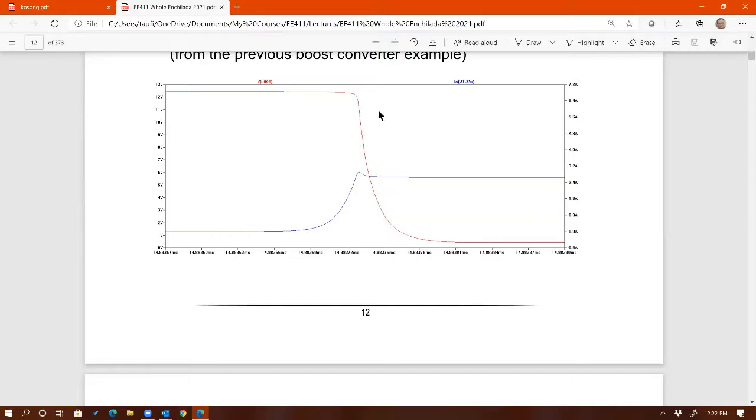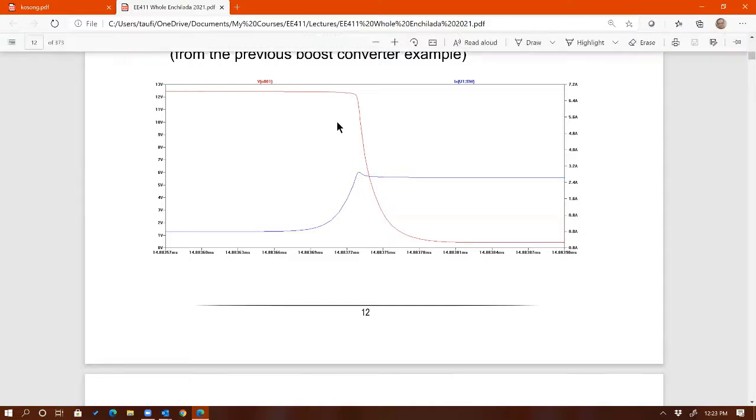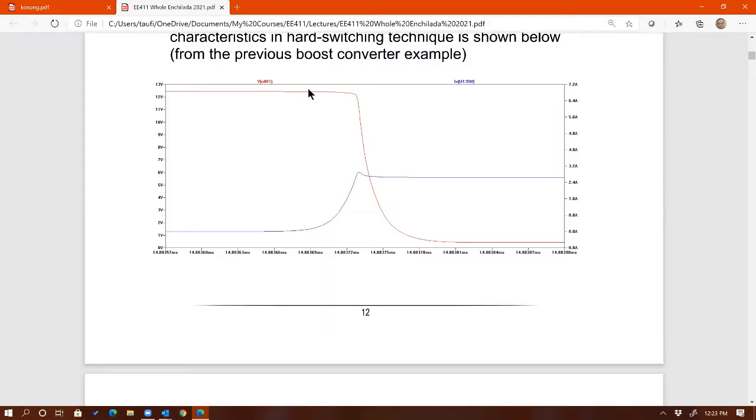Now, another thing that I would like you to be aware of in this waveform is the overlap right there, and that is important to observe. Why is that? Because then we have some amount of time where the switch is still going through the transition, because they're not instantaneous.